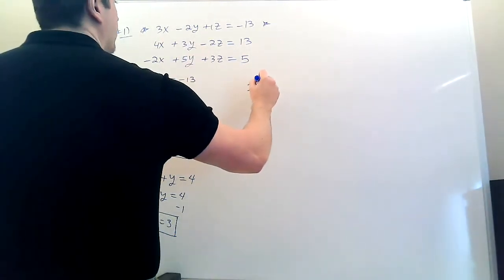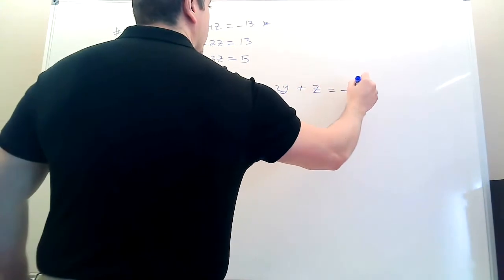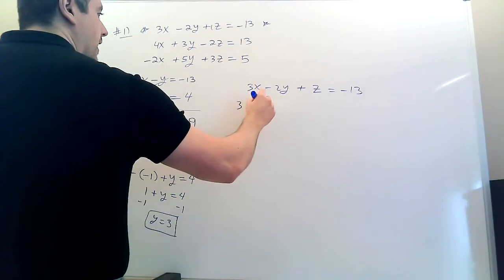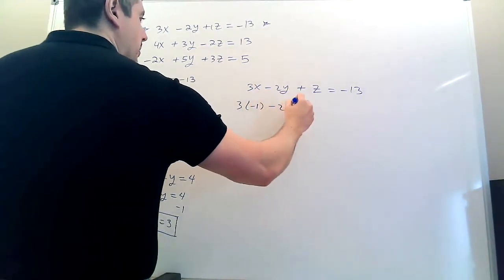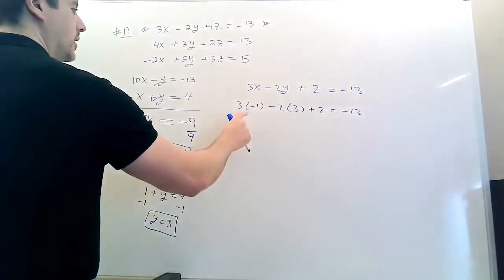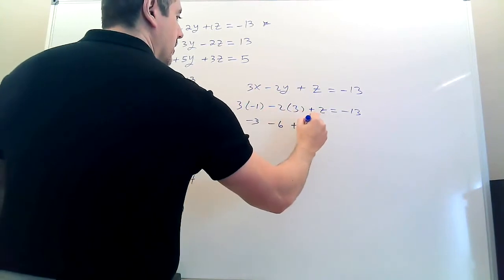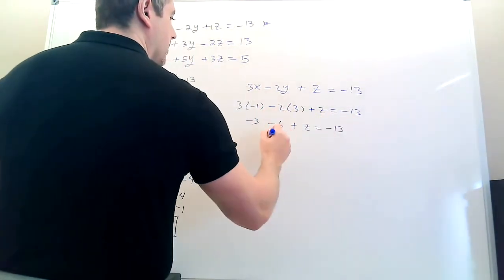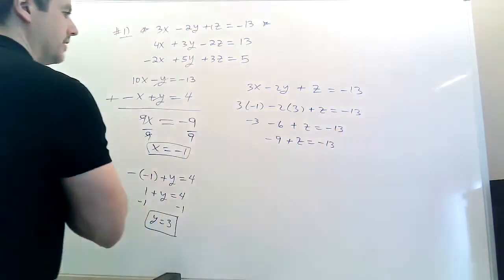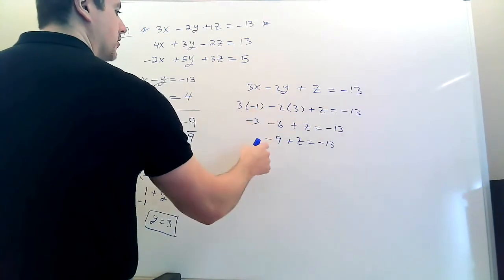So I got 3x minus 2y plus 1z equals negative 13. That's the one I want to use to solve for z. So I'm going to put the negative 1 where the x is, and the 3 where the y is, and then I'm going to just bang it out and see what it is. That's negative 3. That's negative 6. Altogether, that's negative 9. I mean, I got it. It's over. This is housekeeping. Just keep track of everything real carefully. Negative 3, negative 6, that's negative 9.